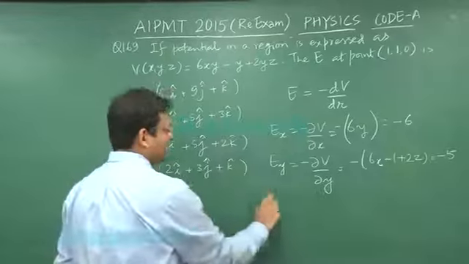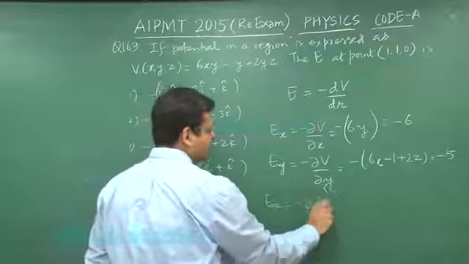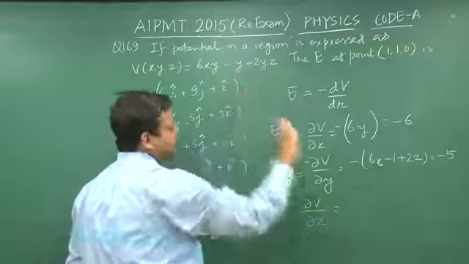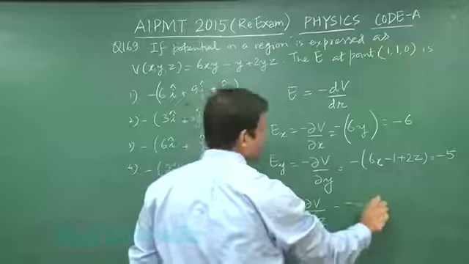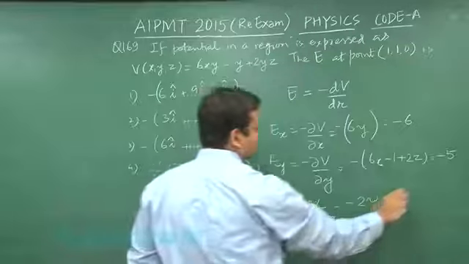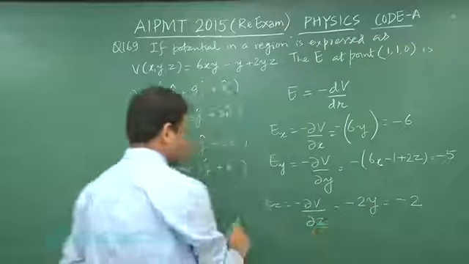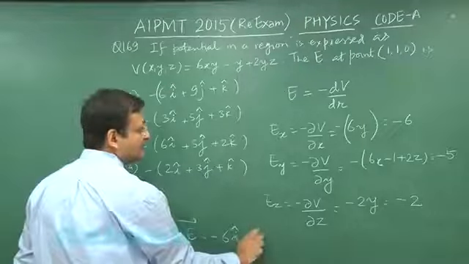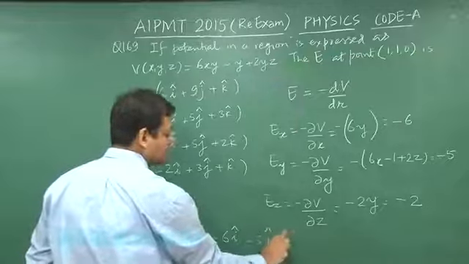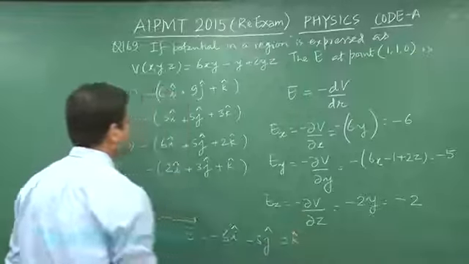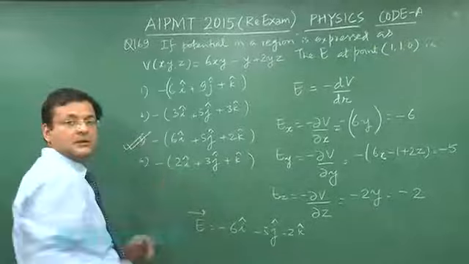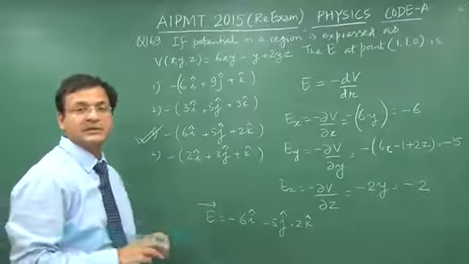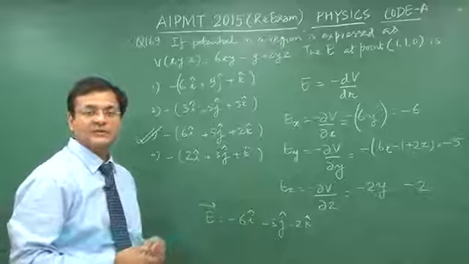And if you calculate Ez, that will be minus del V by del Z. Partial derivative, this will be 0, this will be 0. Only expression you will have is minus 2y. Y value has been given as 1, so this is minus 2. So in total, finally, you have the electric field vector as minus 6i minus 5j cap minus 2k cap Newton per Coulomb. So this expression matches option 3 of this question. So this will be the correct option. Switch over to next question 170.